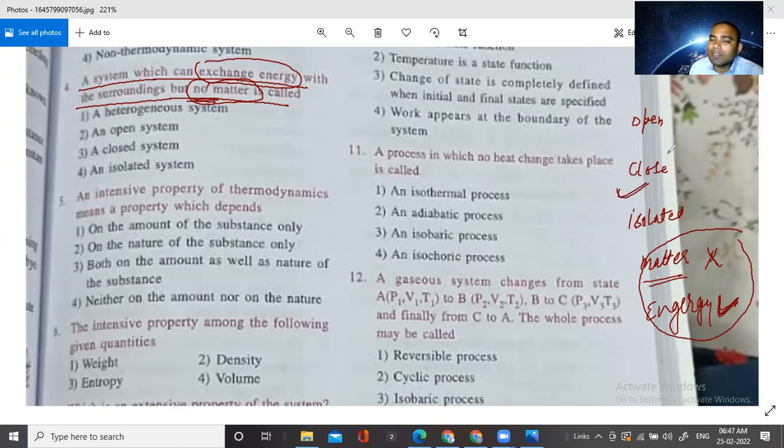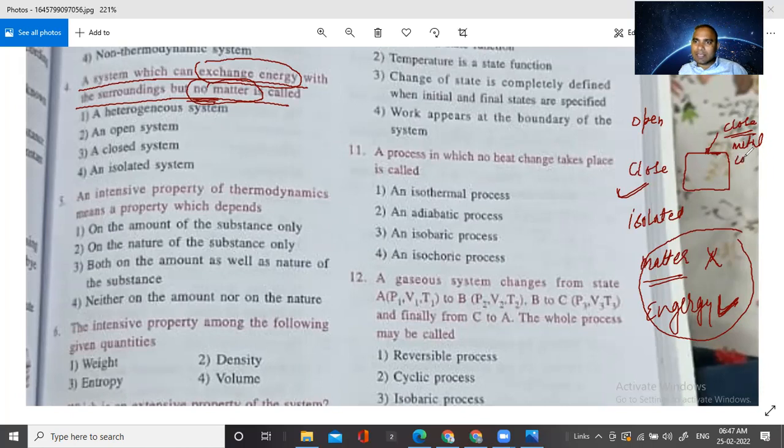Why? Suppose a metal container is there. So a closed metal container is there. Closed means you can't remove the matter. Yes or no? It is closed. So from the closed system you can't remove the matter, but it is a metal container. Matter can be hot or cold. The metal is a conductor of electricity or heat.